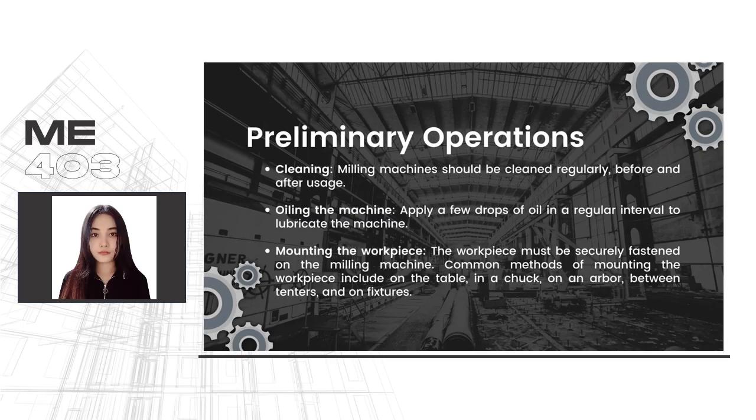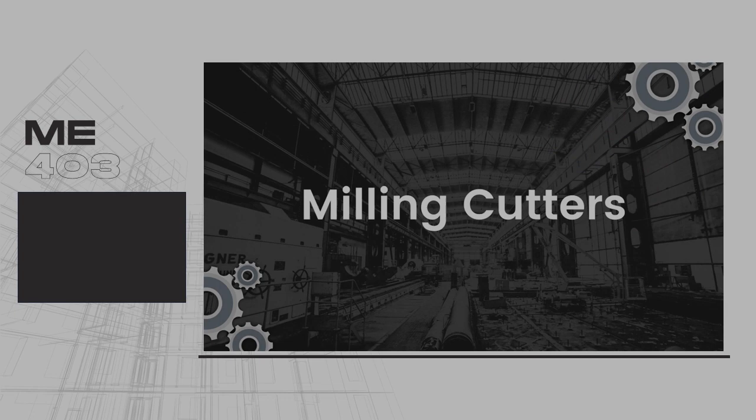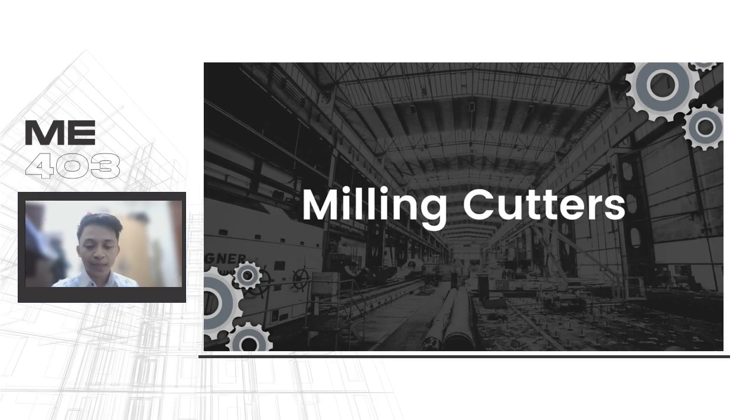Before operating the milling machine, securely positioning the vise on the table is needed. There are various techniques for mounting the workpieces. These include on the table, in a chuck, on an arbor, between centers, on fixtures, milling machine vise, and clamping devices. There are also certain methods of aligning the vise jaws with the column, which are with the indicator, parallels, and with a square. Aside from the preliminary operations mentioned above, properly selecting a milling cutter that is suitable for the job to be done obtains great results.